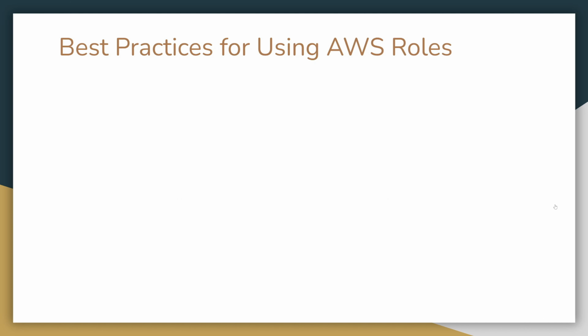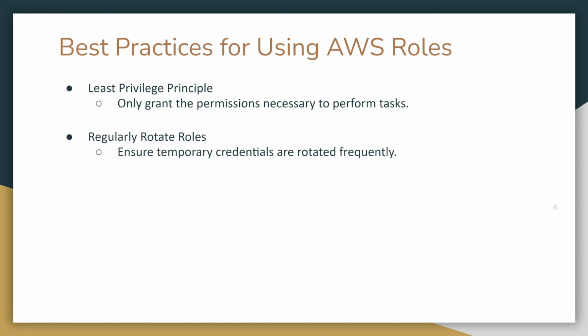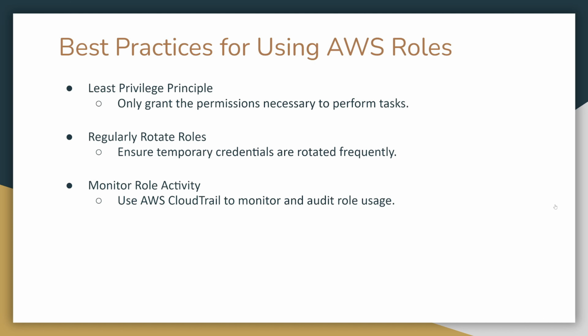Let's take a look at the best practices for using AWS roles. You have the least privilege principle. You should only grant the permissions necessary to perform tasks. You have to regularly rotate roles. This will ensure temporary credentials are rotated frequently. You have to monitor role activity, and AWS CloudTrail is a great tool for that. There you can monitor which resources are being accessed and by whom.